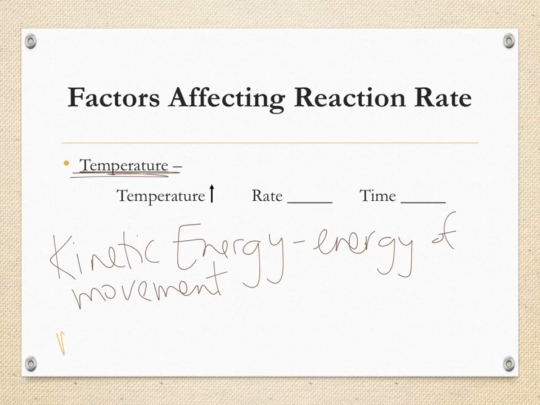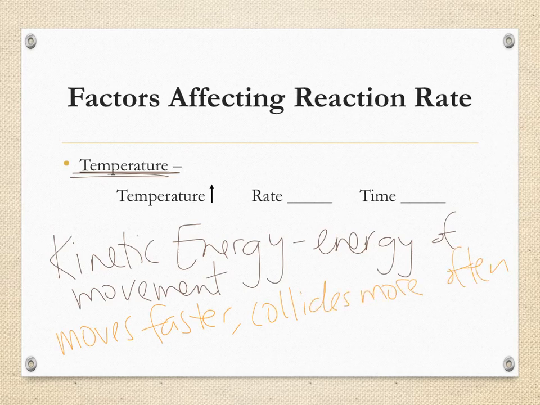So it moves faster, collides more often. And if it collides more often, then it's more likely to have effective collisions, so the rate will increase, and the time required will decrease, because if it goes faster, then that takes less time.